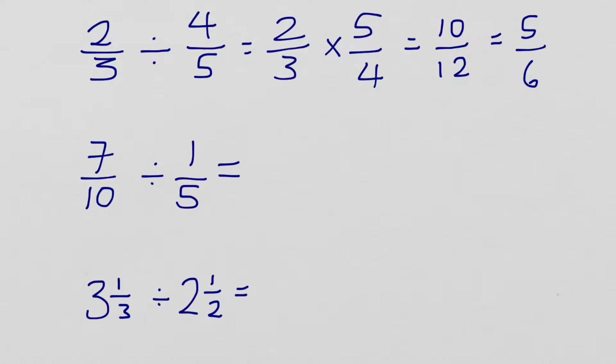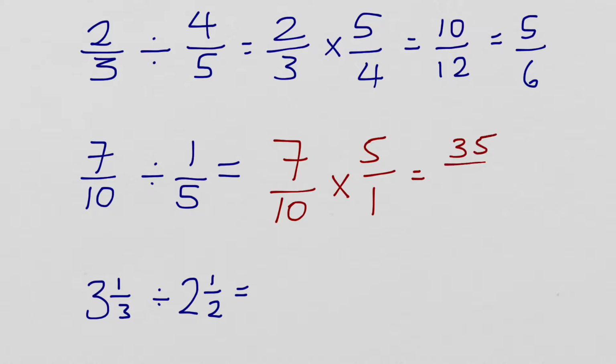Second one, I'll write down the first fraction, turn the divide into a times, write down the second fraction. 7 times 5 equals 35 over 10, which in turn equals 3 remainder 5, 5/10, which is a half.